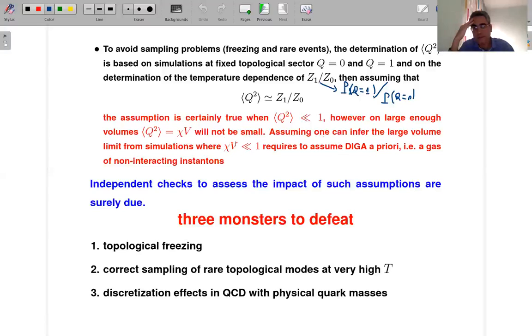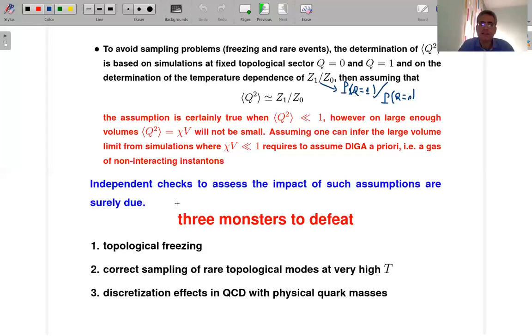Now, this is true if the volume is small enough, but as you take the infinite volume limit, you know that this is not the case. And so you may have deviations from the dilute gas approximation which are not visible on a small volume and with this a priori approximation. So one point is that it will be important to have independent checks of these findings, which I should really do, and I will show you some steps in this direction in the next lecture.